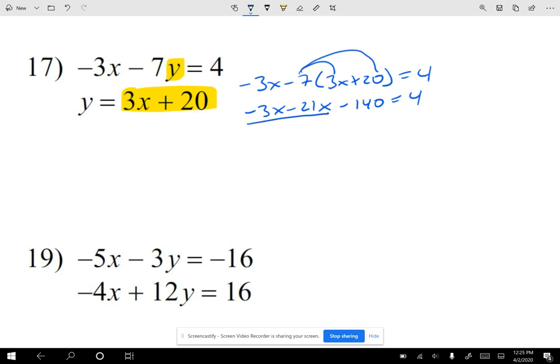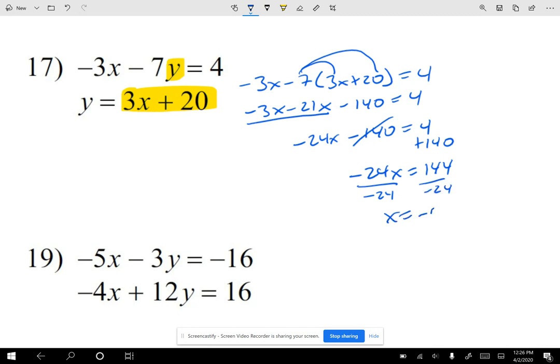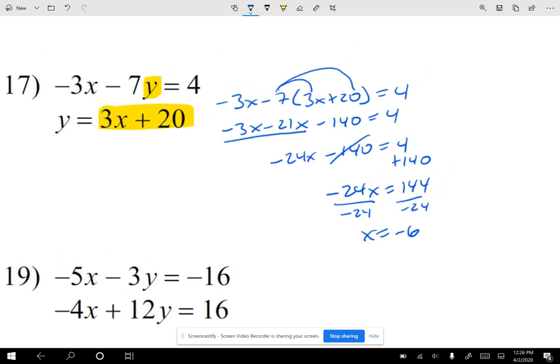I can combine my x's, so that gives me negative 24x minus 140 is equal to 4. My negative 140, let me move it over as a plus 140. So I have the negative 24x equals 144. Let me divide each side by negative 24. X in this case is negative 6. I know half of my answer. I know my x value.